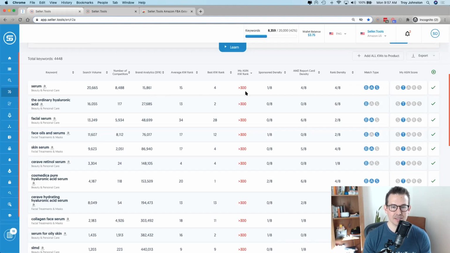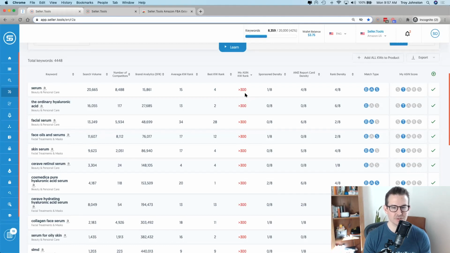And then my ASIN keyword rank. This is pretty substantial underperformance. We're not even showing up for this keyword. So it's important that we take some next steps, if serum, which again, our product is a hyaluronic acid serum, is a high priority for us. And we have the density metrics here for each respective column.